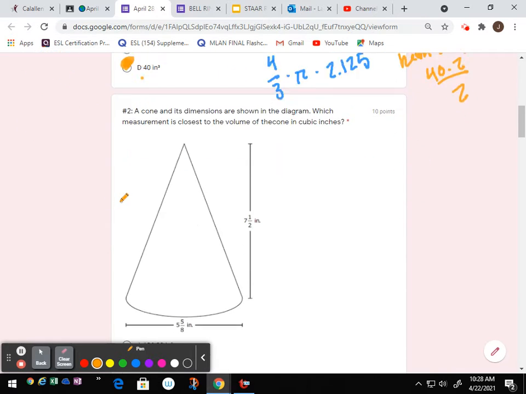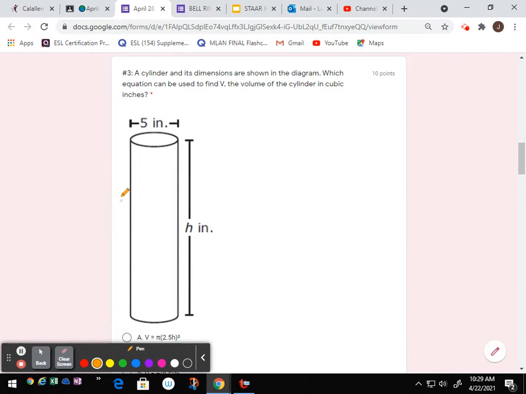Let's skip down to question number 3. Number 3 says a cylinder and its dimensions are shown in the diagram. Which equation could be used to find V, the volume of the cylinder? So again, we just want to find the volume of the cylinder. The volume of the cylinder formula is V equals big B times H. We're going to replace B with the area formula for the shape of the base. The shape of the base is a circle, and the area formula for a circle is pi radius squared. So now we have V equals pi radius squared times the height.